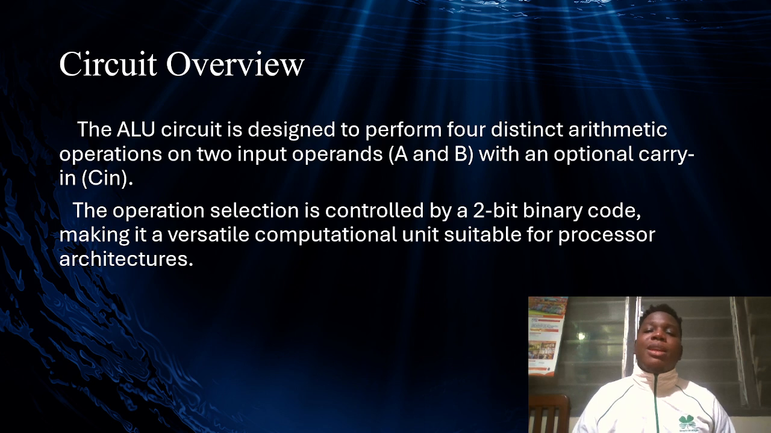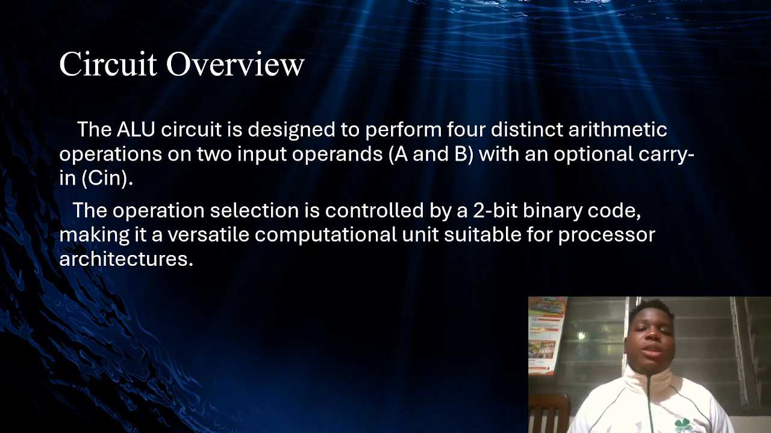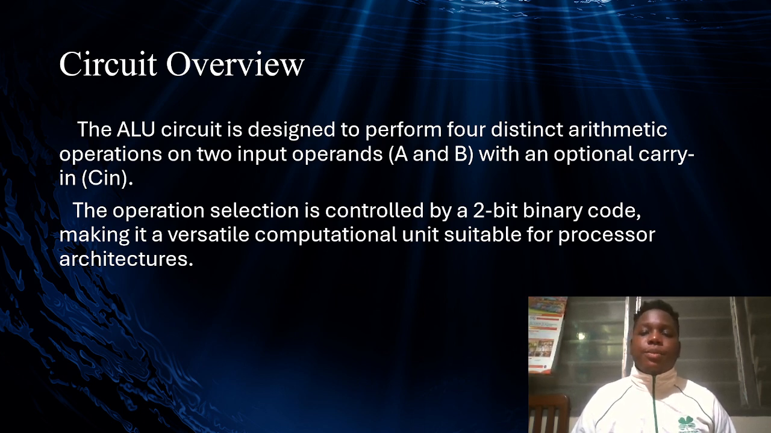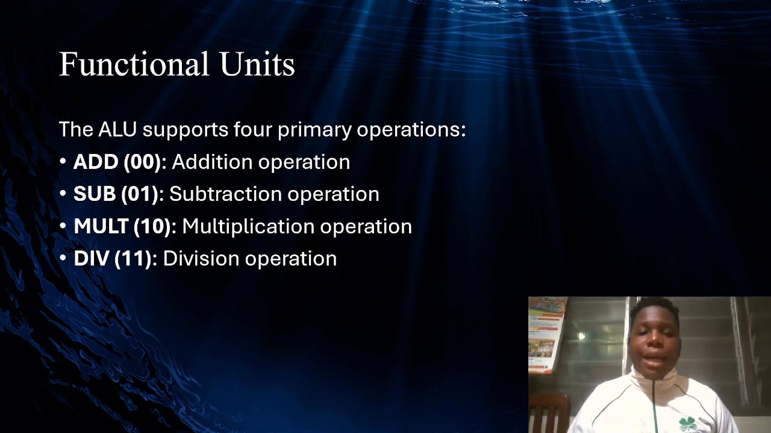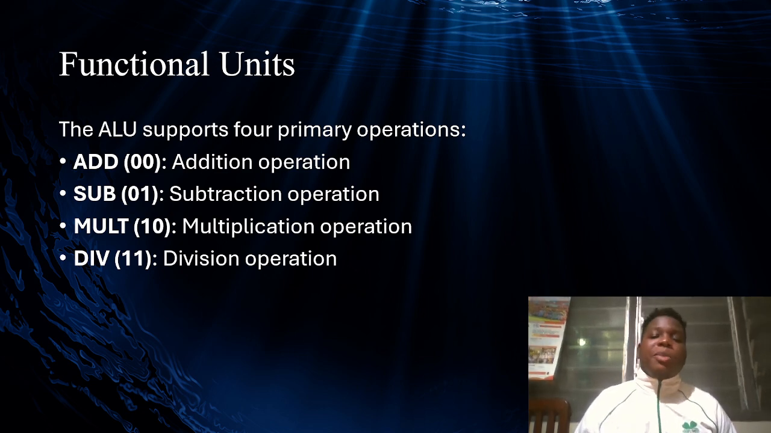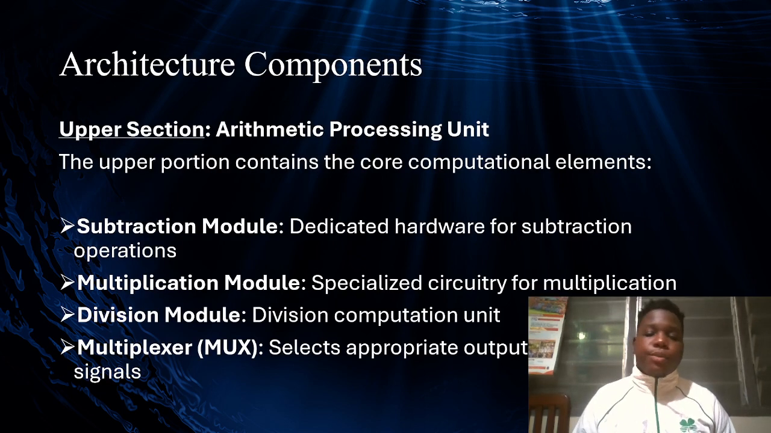So the CPU is divided into two. It's divided into the control unit and the arithmetic logic unit. So we are talking about this part of the CPU that deals with computations. Okay, so the functional units of the ALU: the ALU supports four primary operations. Okay, that is addition operation, subtraction operation, multiplication operation, and division operations. Now, the ALU is divided into two sections, okay, the upper section and the lower section.